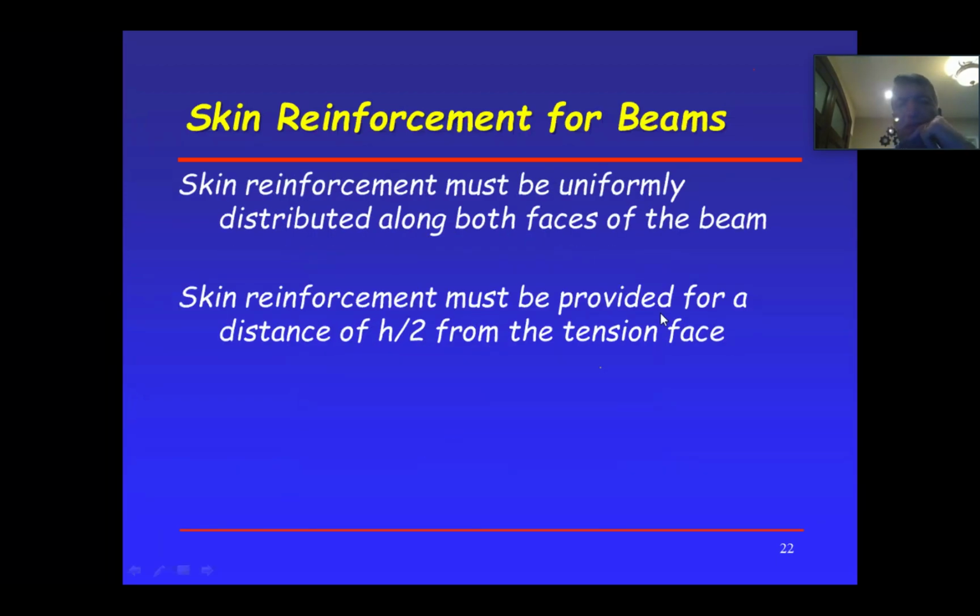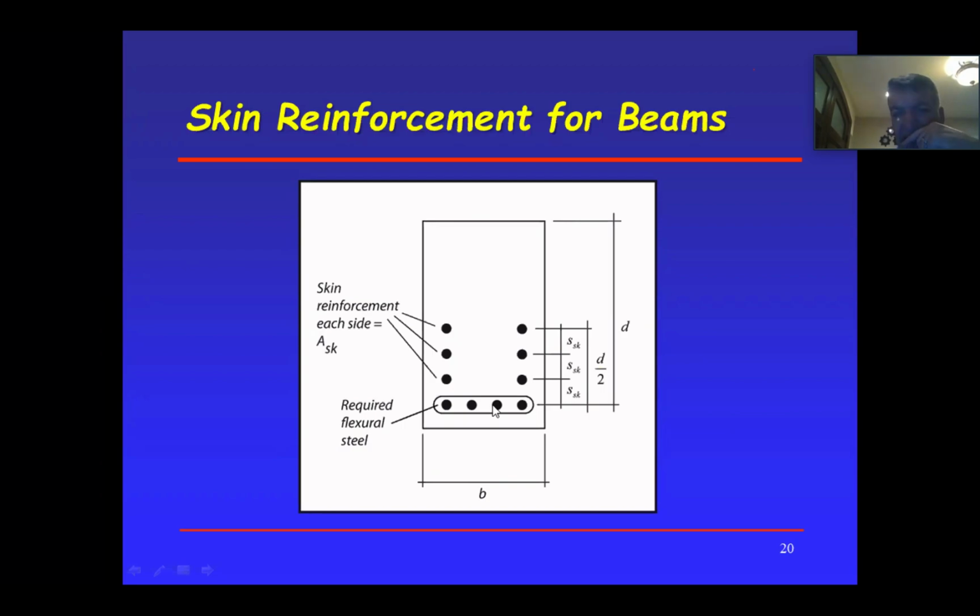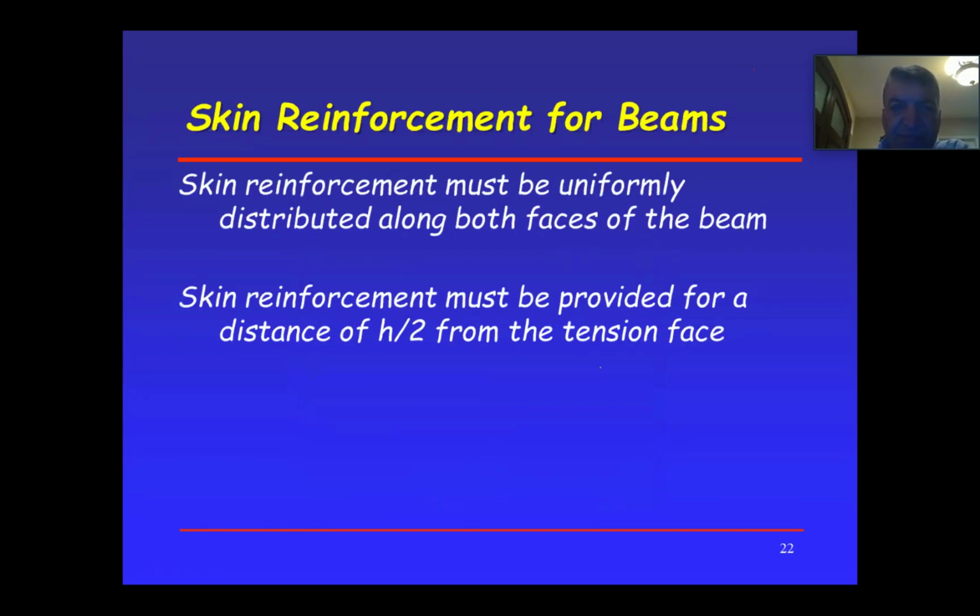Skin reinforcement must be provided for a distance of h/2 from the tension zone face. Meaning the tension face is here, h is the depth, and half of it. So from half of the beam down, you provide that. And this way you don't have to worry about where the neutral axis is. Close enough. Skin reinforcement must be uniformly distributed along both faces. We said that already.